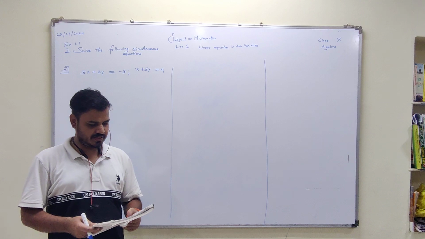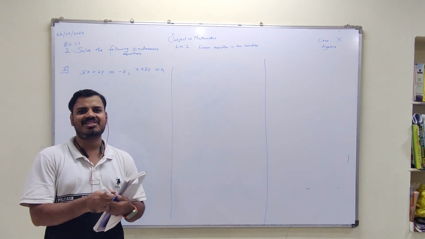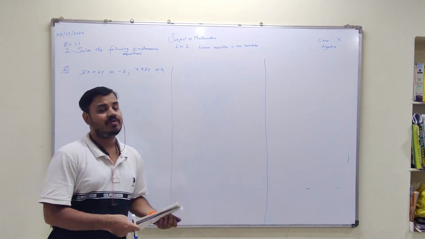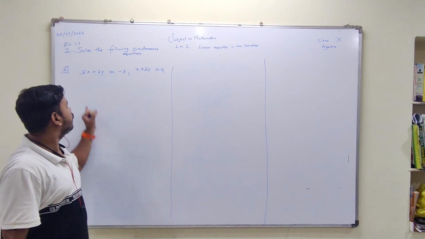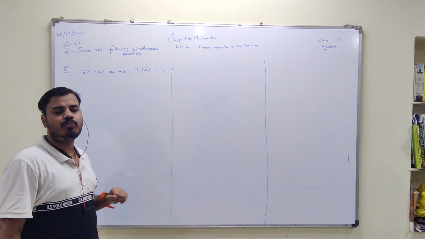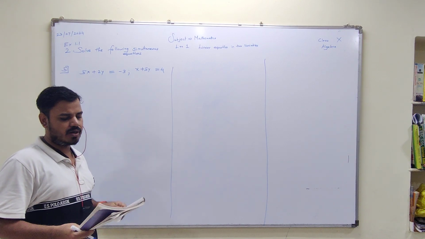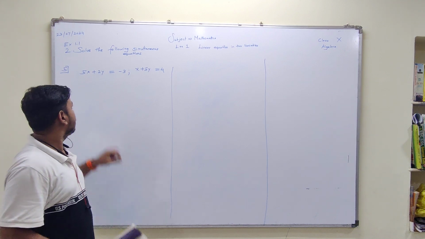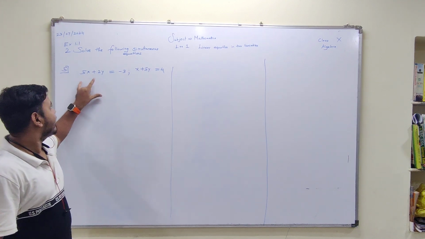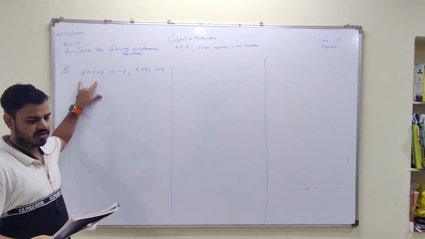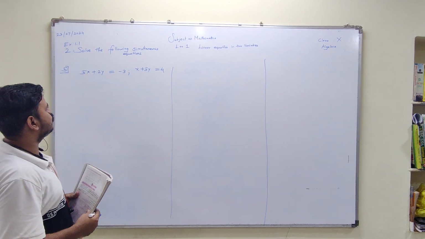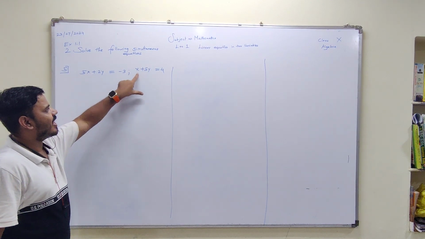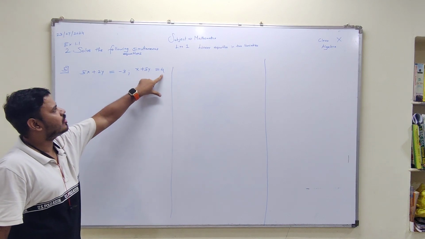Welcome back, dear students. In the last video, we solved example number 4 of exercise 1.1, solving the simultaneous equation. Now we are going to solve example number 5. The equations are 5x plus 2y equal to minus 3, and x plus 5y equal to 4.